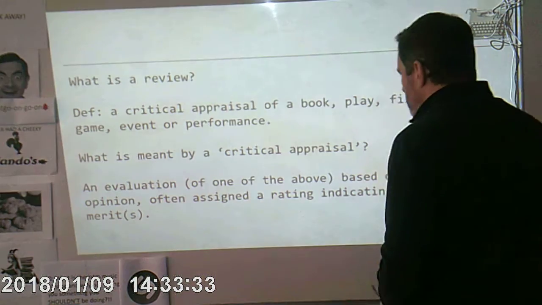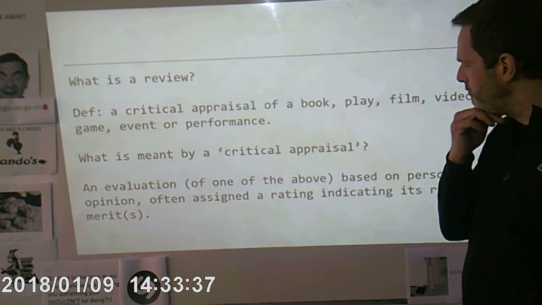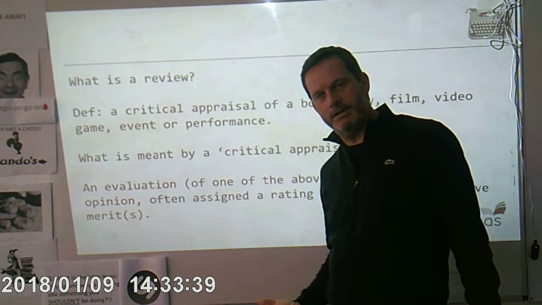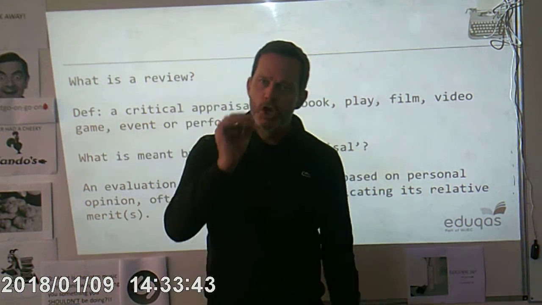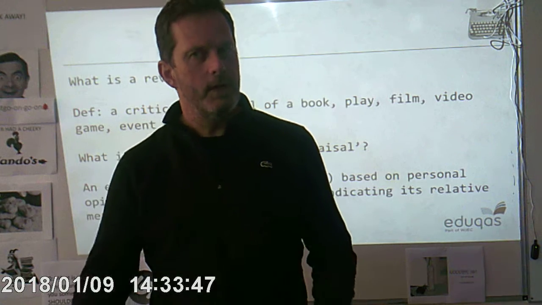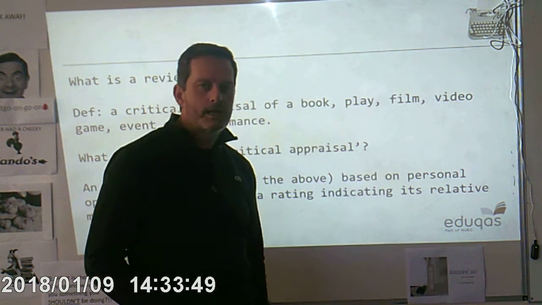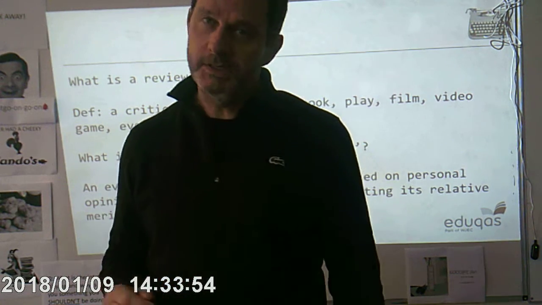So, an evaluation of one of those things based on personal opinion, often assigned a rating indicating its relative merits. Very often in the graphological aspects of these, you might see 5 stars or 4 stars or 1 star or no stars or whatever. That's what is meant by an indication of relative merits. It's saying how good or bad you think something is.